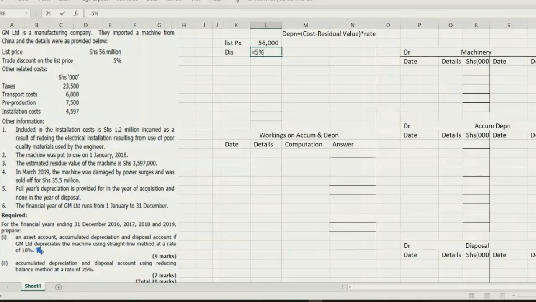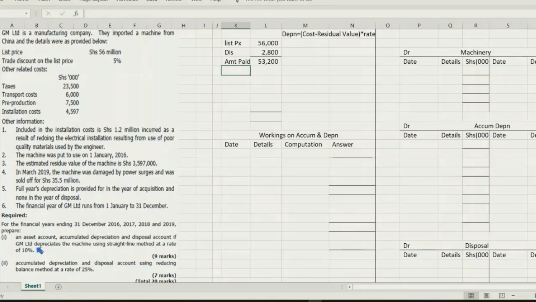So we have to compute the 5% of the 56 million, which gives us our total amount paid for this machine as 53,200 due to the difference computed. Then we have other related costs such as taxes, transport, pre-production, and installation. Those that are attributable, we have to identify and add them on.